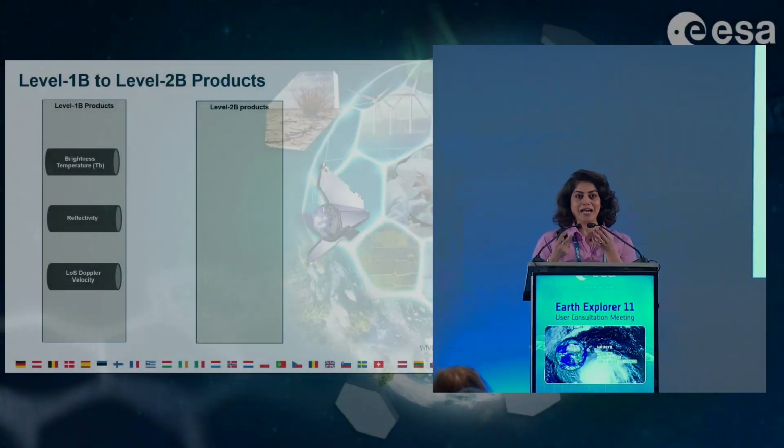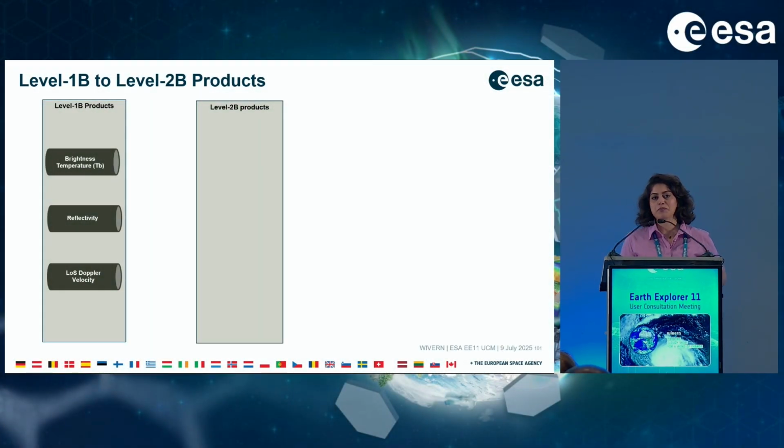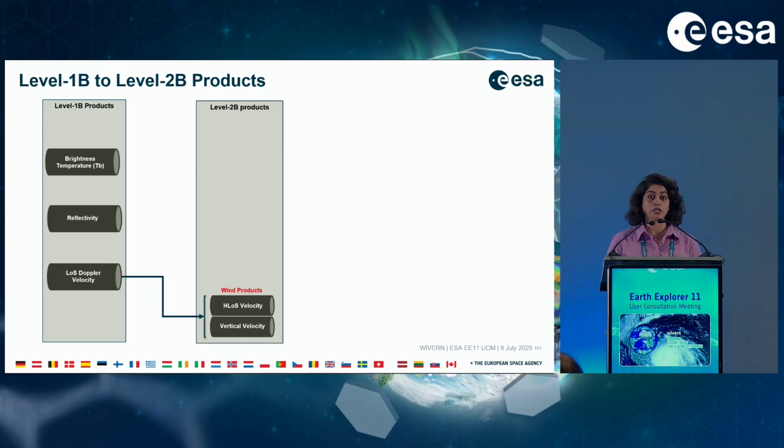Okay, welcome back. Just before the break, my colleagues from the technical team showed us how they measure the main features of the WIVERN mission. They are brightness temperature, reflectivity, and line of sight Doppler velocity, which are WIVERN's level 1 data products. Also, before the break, Pavlos showed us the level 2 data products.